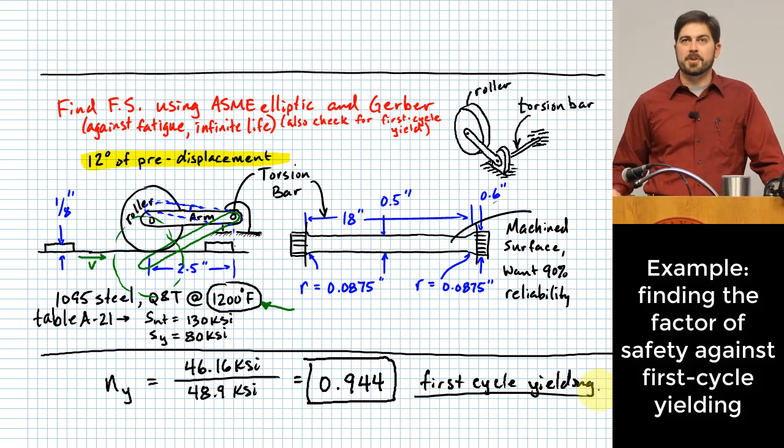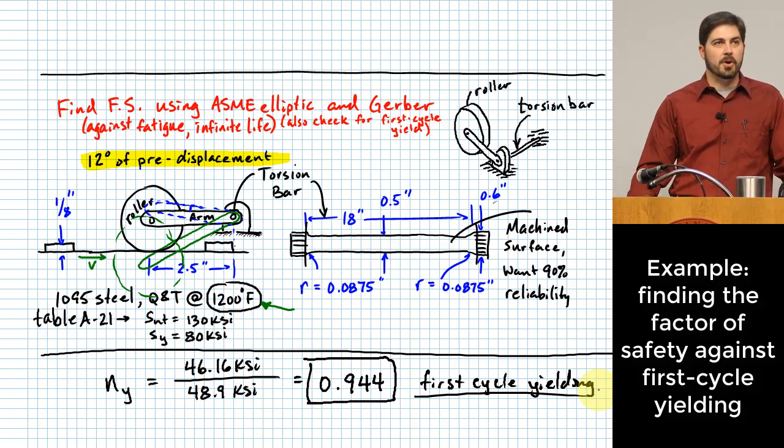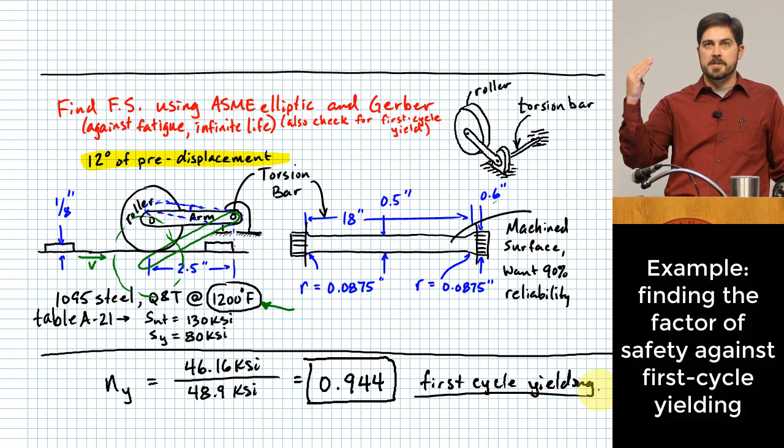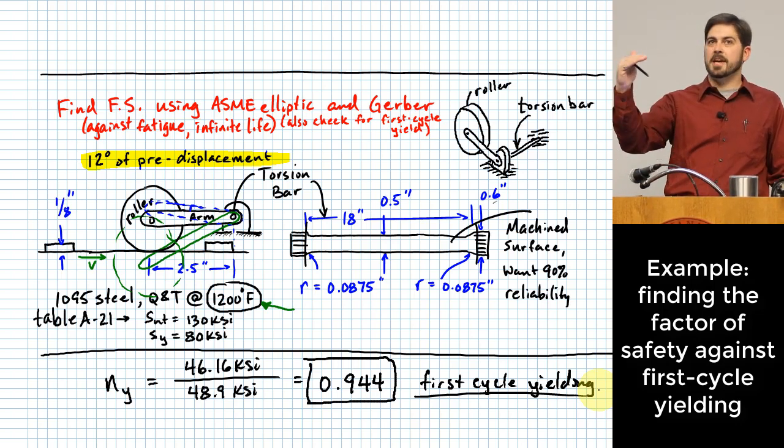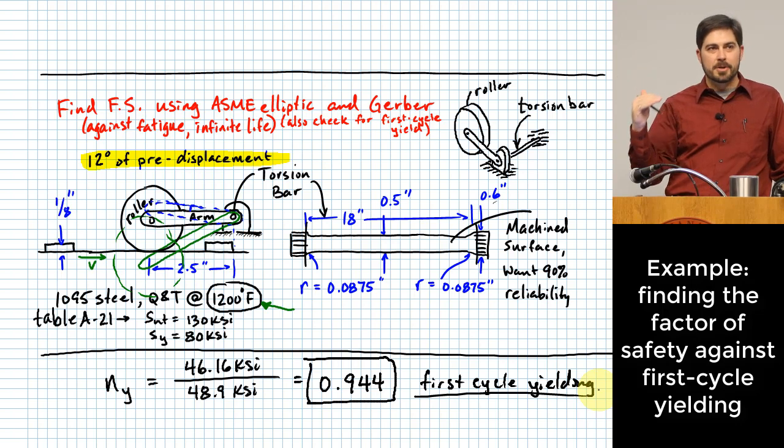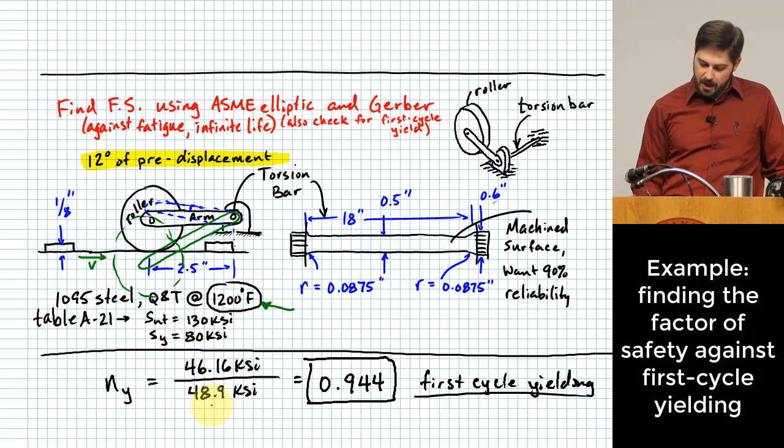This one doesn't really have a number. The whole idea of factor of safety is always basically strength over stress. Like how much does it take to break it divided by how much are you actually applying, right? And in this case, for first cycle yielding, we are directly comparing how much shearing stress, that's the 48.9, against the shearing strength, which is 46.16.